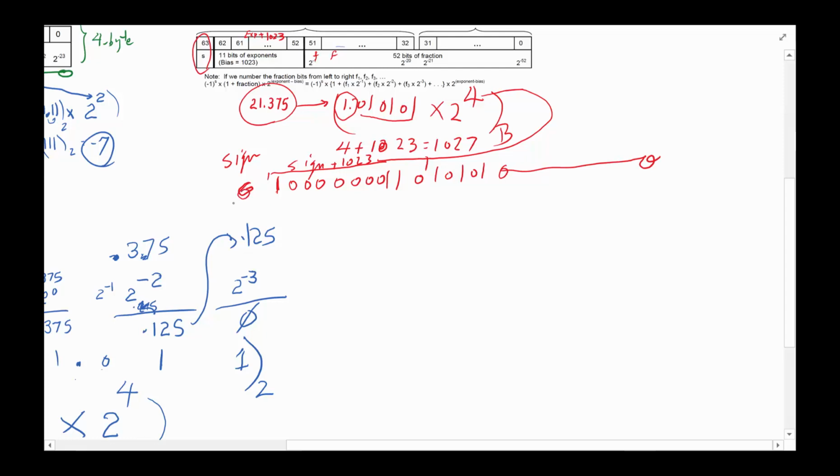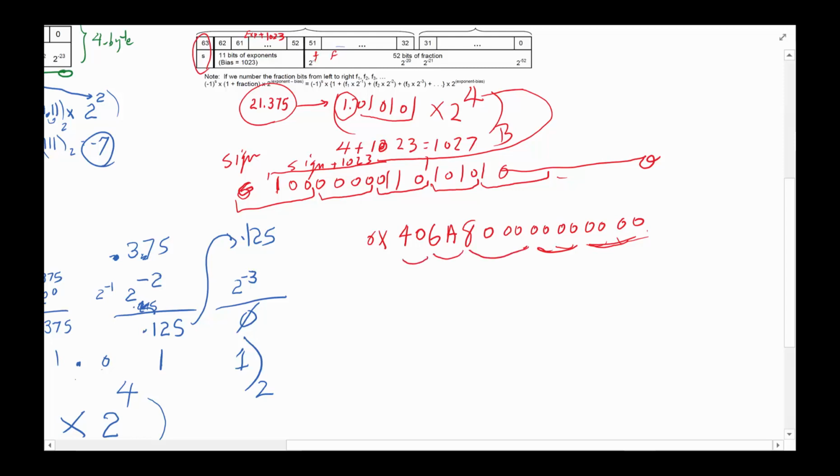So if I were to write this in the hex format, I would have a 4, 0, 6, A, 8, and all that. So I've got 1 byte, 2 bytes, 3 bytes, 4, 5, 6, 7, 8. So I should have 8 bytes in here. Well, we got to do a few more.